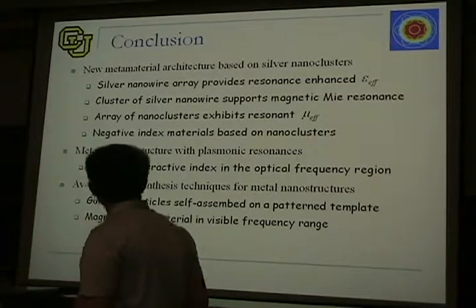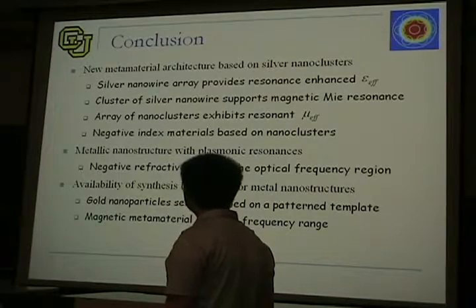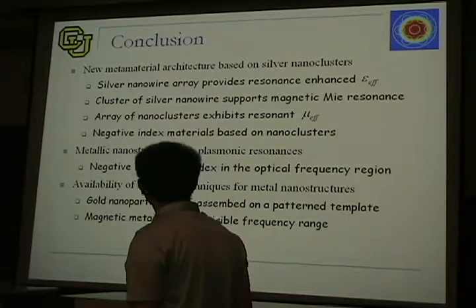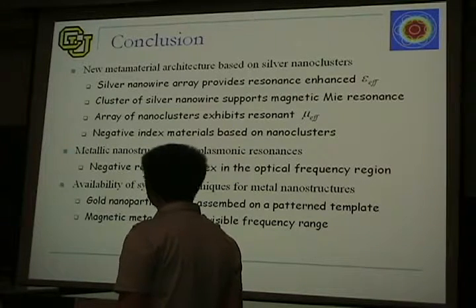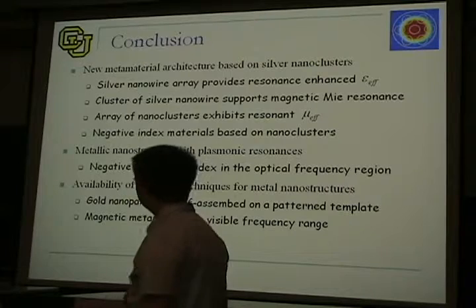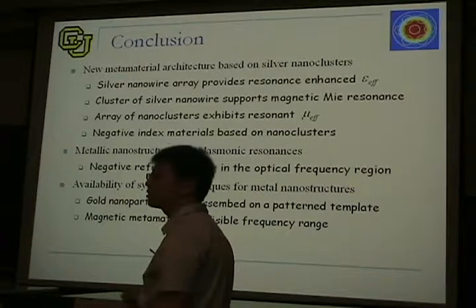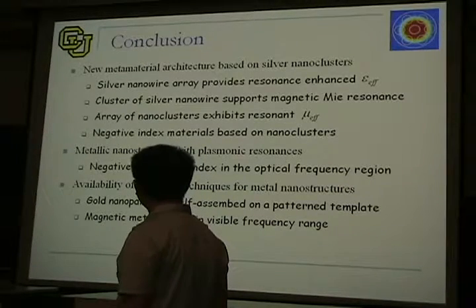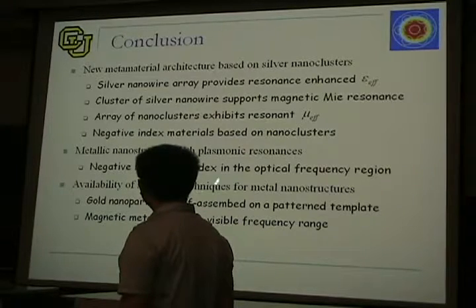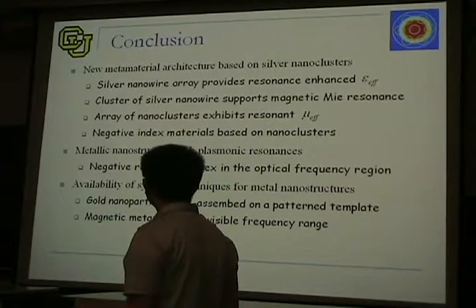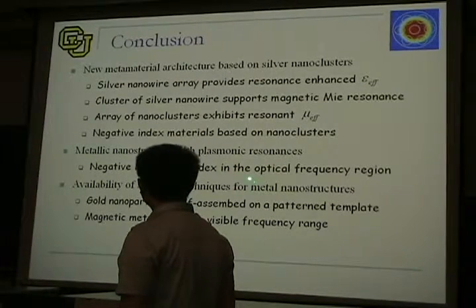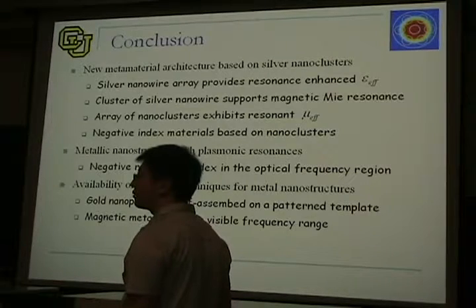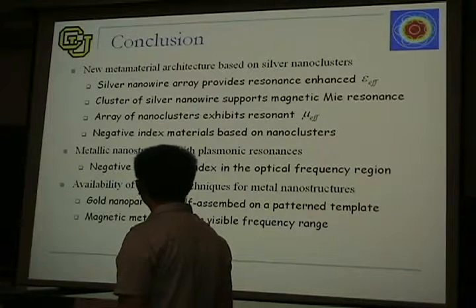So finally, I want to conclude. We present this new metamaterial architecture based on these nanoclusters, and they exhibit negative mu in the optical frequency range, and they can be used to construct negative index materials by combining them with other components. Because this resonance is fundamentally due to the plasmonic resonance of the particles, they show the resonance in the optical frequency range, and that's how we can achieve metamaterials in this frequency range.